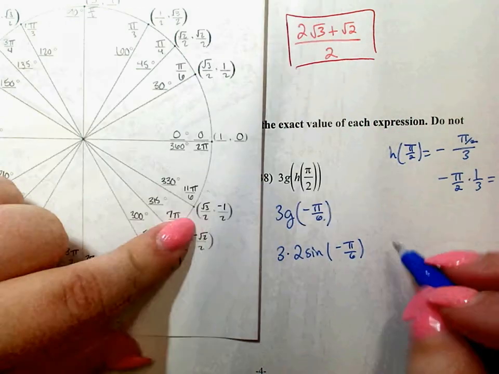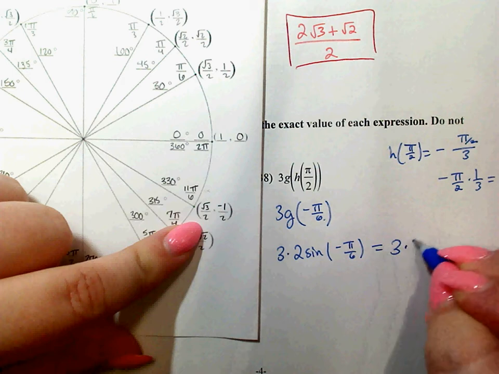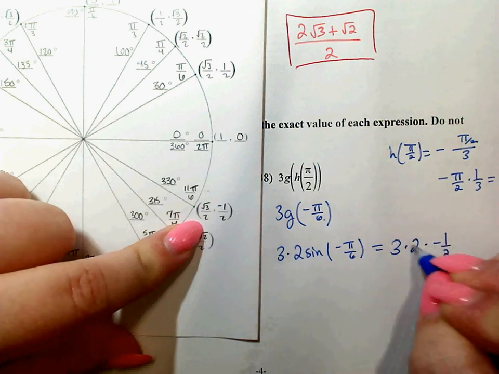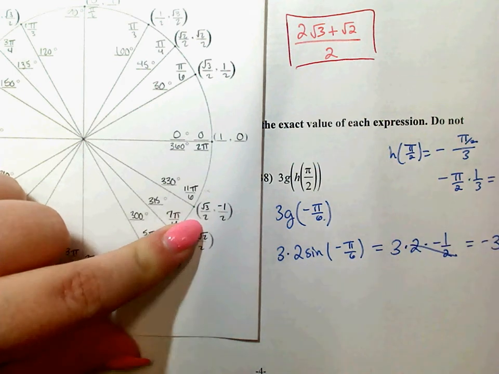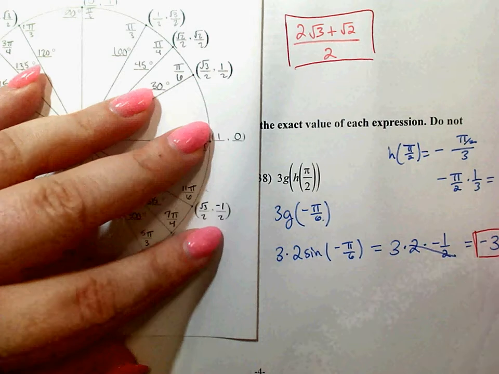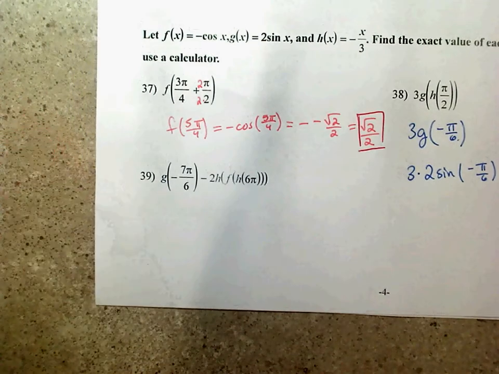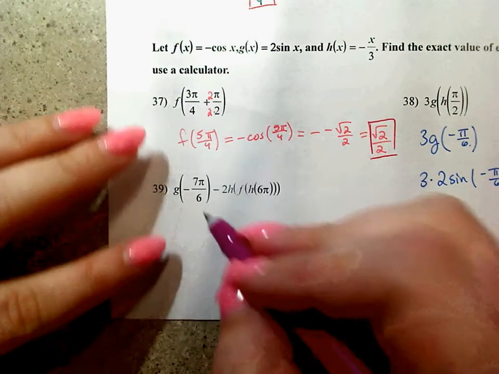So I've got 3 times 2 times negative 1/2, and my final answer is going to be negative. Number 39. G of negative 7 pi over 6, so G is 2 sine.